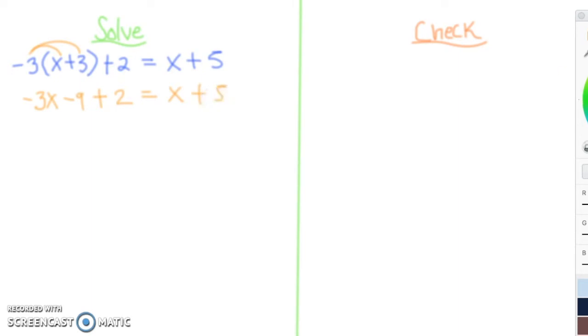All right, the next step is for us to look to see, can I combine any like terms? And I see that I can combine my -9 and my +2. So -3x, -9 plus 2, that will leave me with -7. Keep the sign of the bigger number, x + 5.